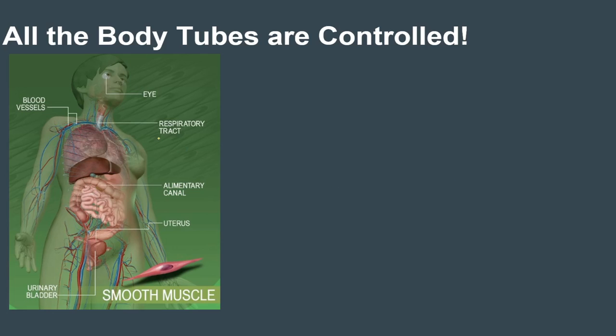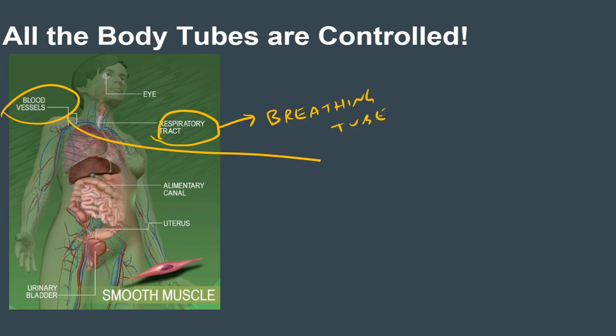So this is just another diagram, kind of reviewing what I told you. If this is a respiratory tract or your breathing tube, or this is showing you blood vessels. So you've got your blood vessels. That just means a tube.